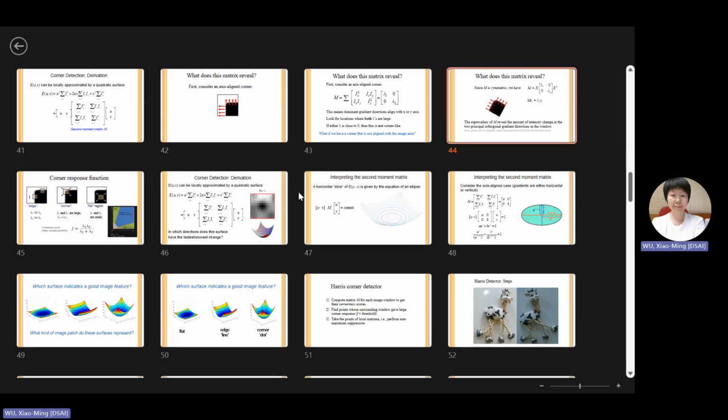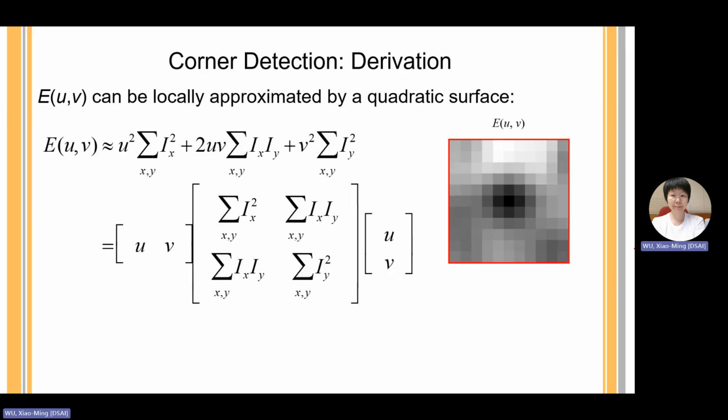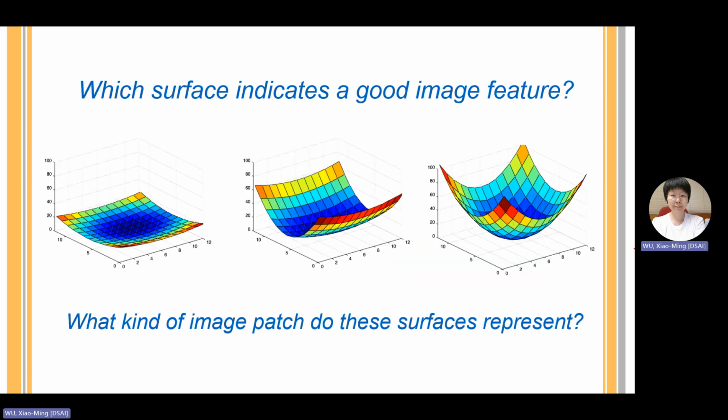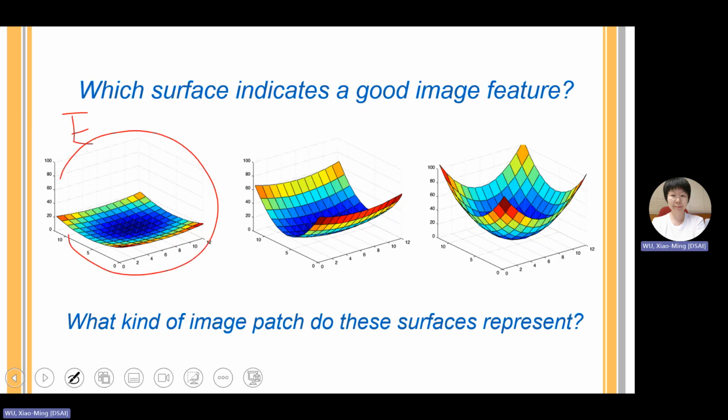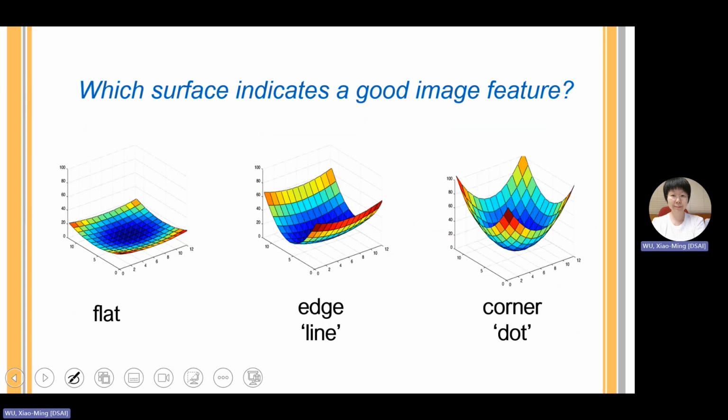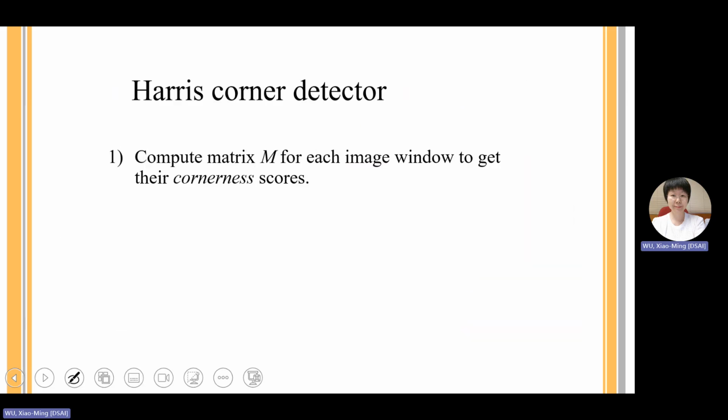I have skipped a few slides here because they just illustrate the property, the visualization of the E function. What the E function would look like if it's a flat region, an edge line, or a corner. So I'll just leave them for your reference.